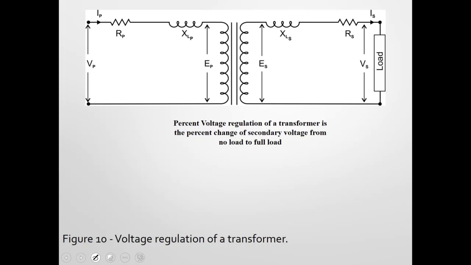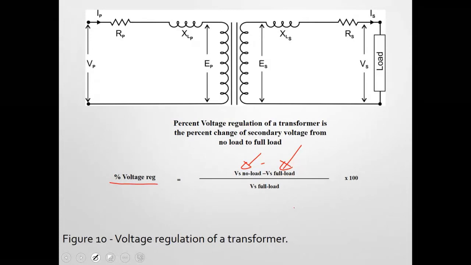I'm going to put the formula up here, and I need you guys to really have a good look at this formula, because you're going to be asked to calculate percent voltage regulation of a transformer. It is V no load minus V full load, divided by V full load. So make sure you get that correct. A lot of people will try to divide it by the no load voltage. It's divided by the full load voltage. So no load minus full load divided by full load.